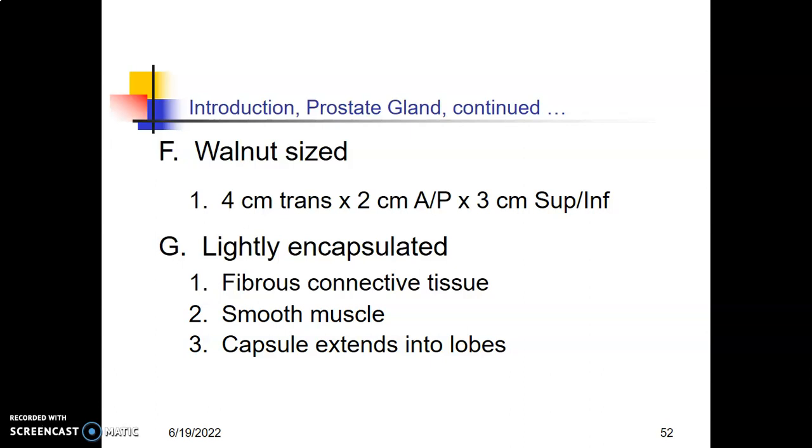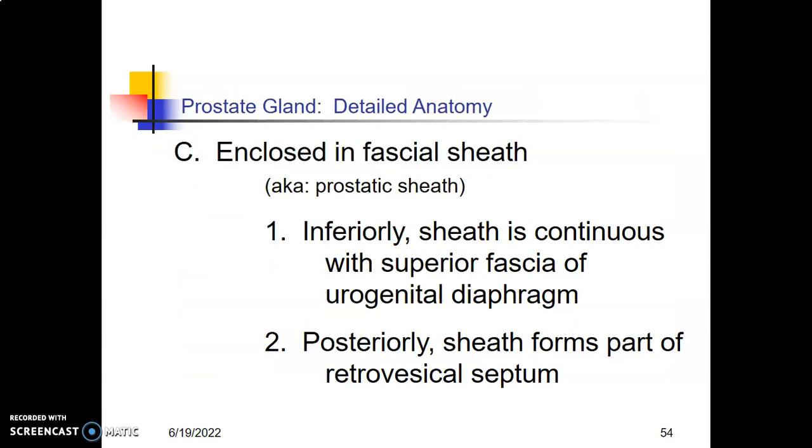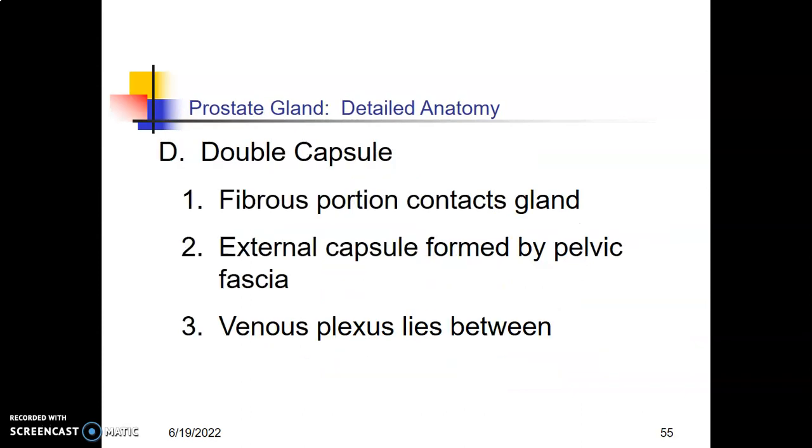Now, it has a capsule that sends in septa that divide the gland into lobes. The prostate gland is the largest male accessory reproductive gland, and it's located in the subperitoneal compartment. So it's between the pelvic diaphragm and the peritoneum. It's enclosed in a fascial sheath. Inferiorly, the sheath is continuous with the superior fascia of the urogenital diaphragm, and posteriorly it forms part of the rectovesical septum. The septum is posterior to the bladder.